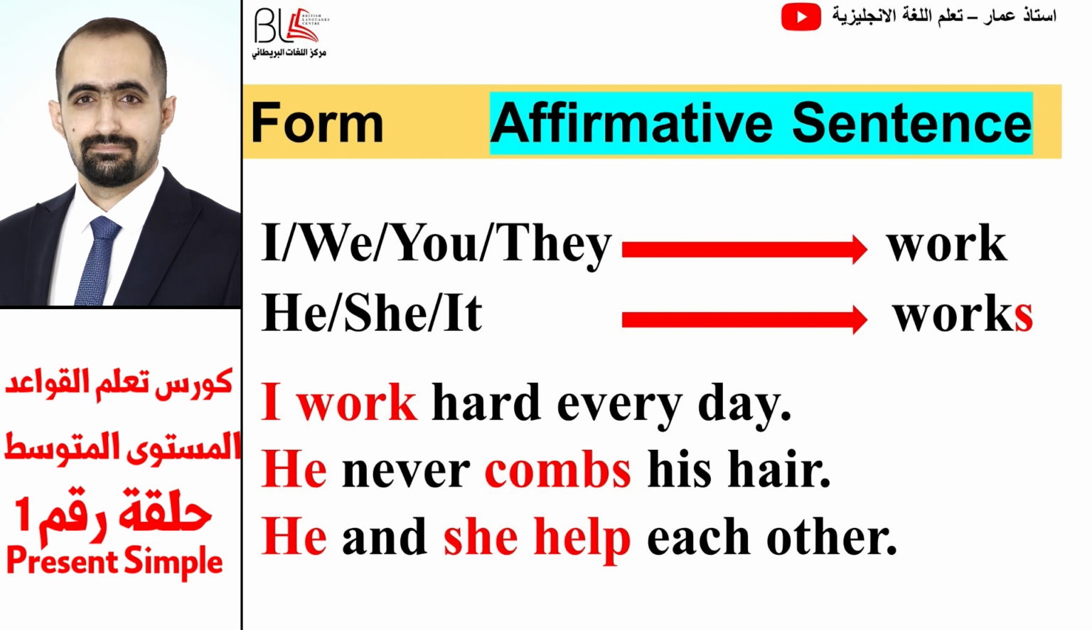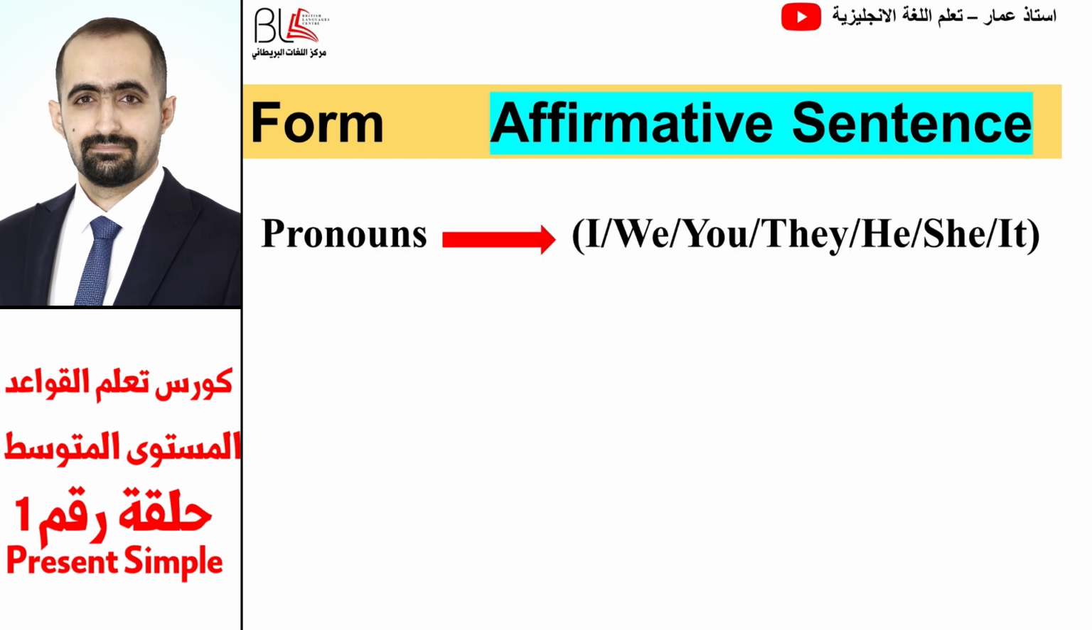For example, I work hard every day. He never combs his hair. He and she help each other. He and she هنا بمعنى they، إنهما اثنان وليس فقط واحد، فبالتالي تصبح help بدون أي إضافة بمعنى they help each other. So we talked about pronouns. تحدثنا عن الضمائر وهي I, we, you, they و he, she and it.